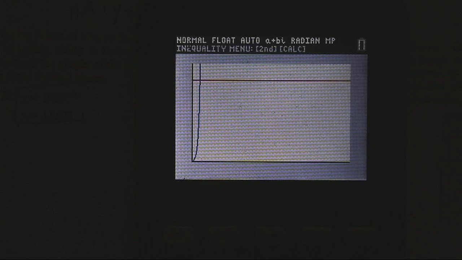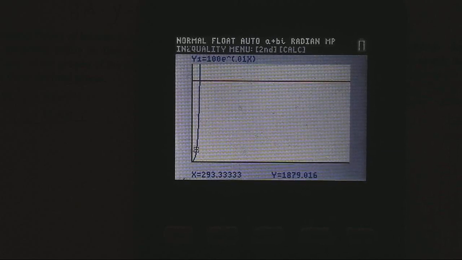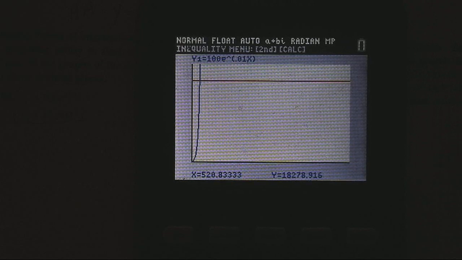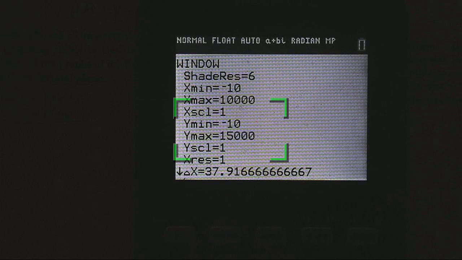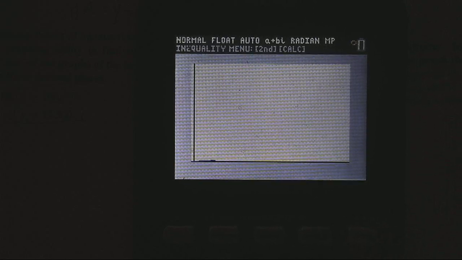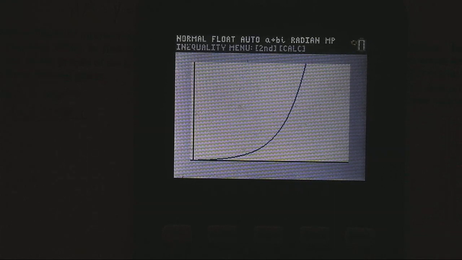There's our intersection. So if I just trace this thing, let's get back over to where we get close to 0. We see that right here I'm at 445, and then it jumps over our 12,000 mark right away. If you want a better look at this, maybe we just want to go to, say, 700 or so. So I could go back to window, X max of 700, and graph that. So what we learned there, hopefully, is that these exponential functions, when they get committed, they really take off.